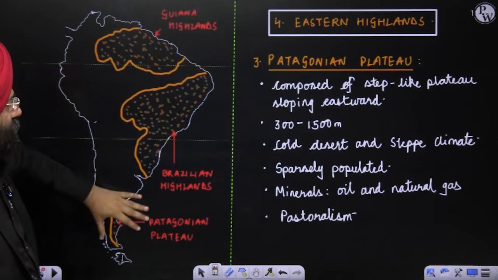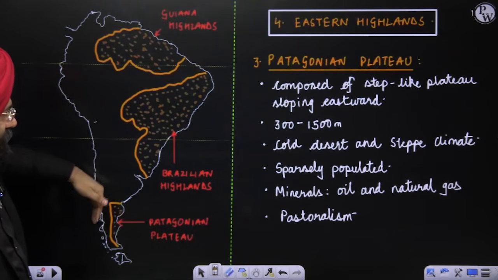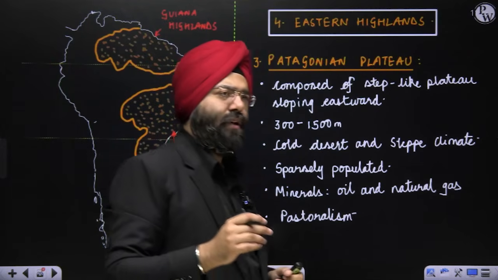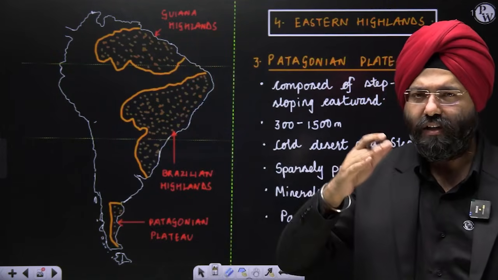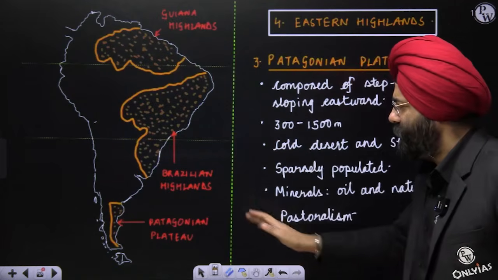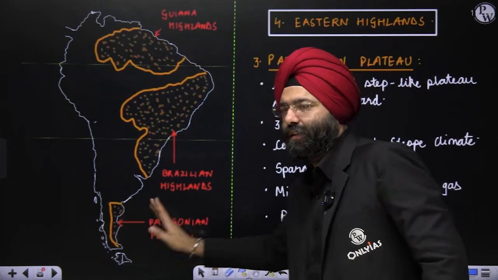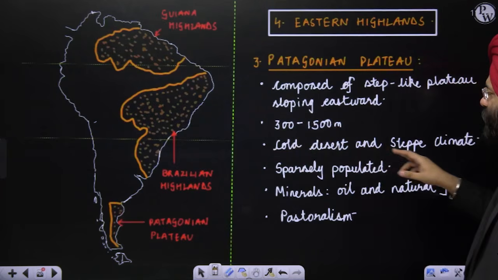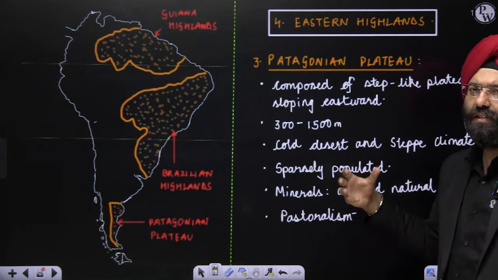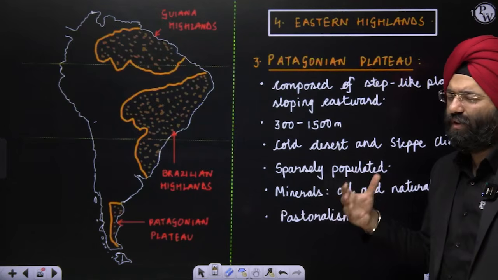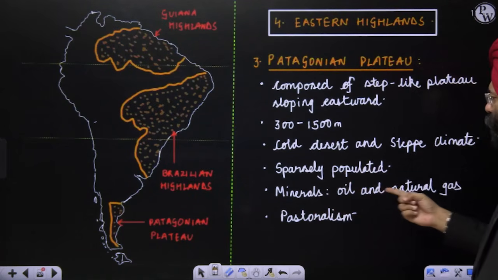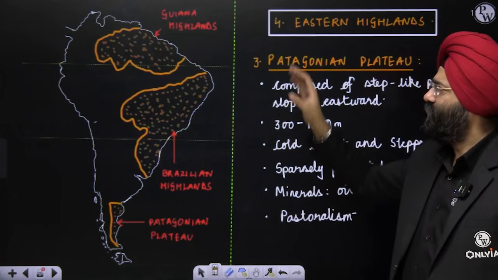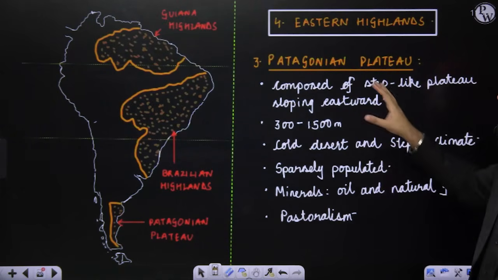Next comes the Patagonian Plateau. Now these are again step-like plateaus sloping eastwards. Somewhat like the Deccan Plateau, where the Deccan Trap is used because there are step-like structures. Similarly, over here, this is a step-like structure which is sloping towards the east. 300 to 1500 meters is the height. Cold desert and steppe type of climate. Again, the population is sparse over here. There is no high density of population here. Minerals are oil and natural gas, and pastoral activities are the ones that are done. Nomadism is again practiced here. So these are the Patagonian desert and the Patagonian plateau over here.